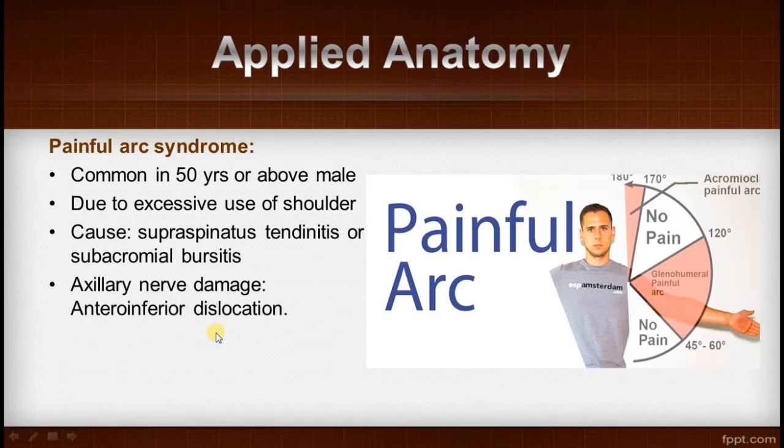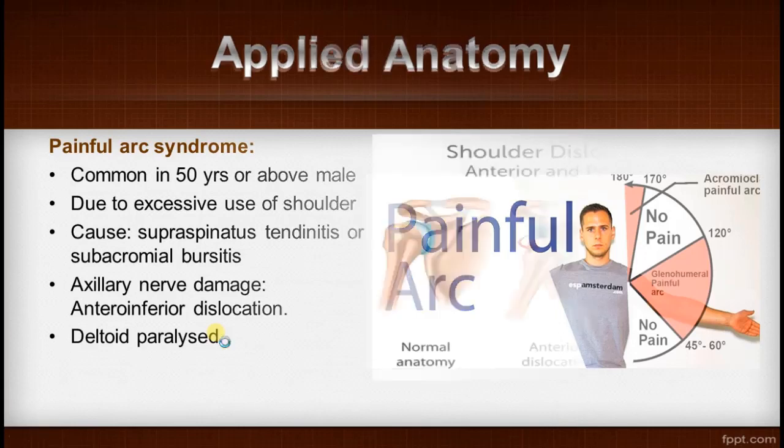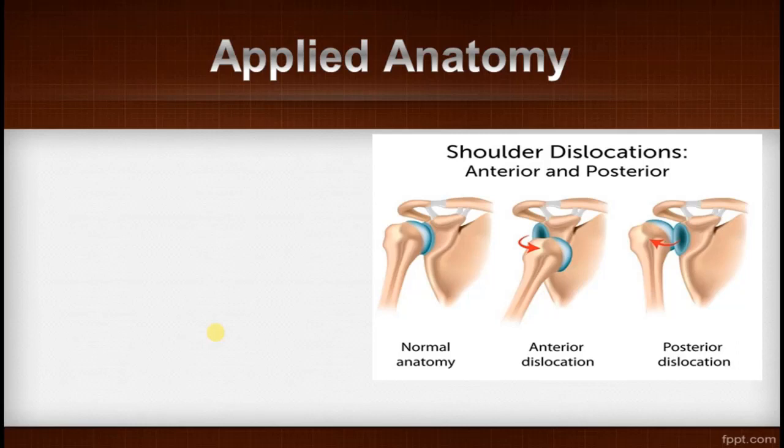The anteroinferior dislocation is the most common type of shoulder dislocation, because as we have already discussed, the shoulder joint is weak inferiorly. So during anteroinferior dislocation, if the axillary nerve is involved or damaged, then paralysis of the deltoid muscle takes place. This is the normal anatomy, and now you are able to see the anteroinferior dislocation.